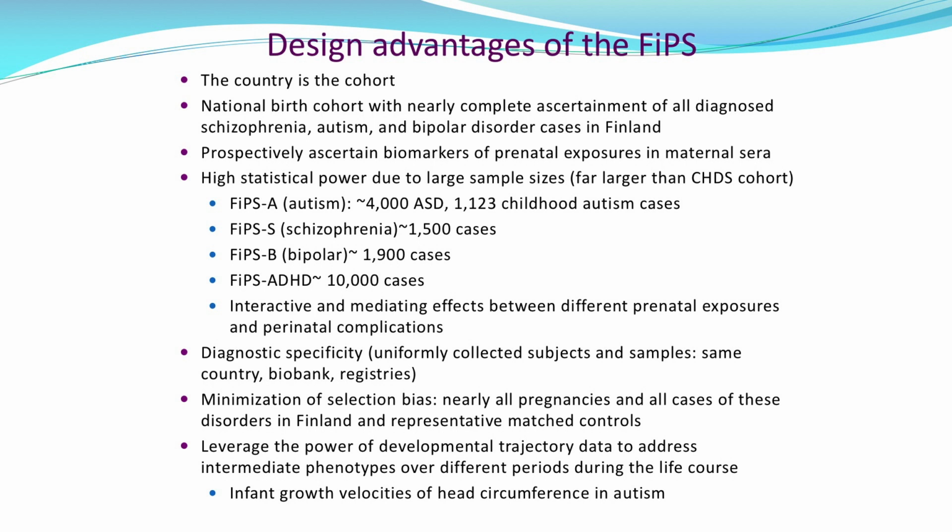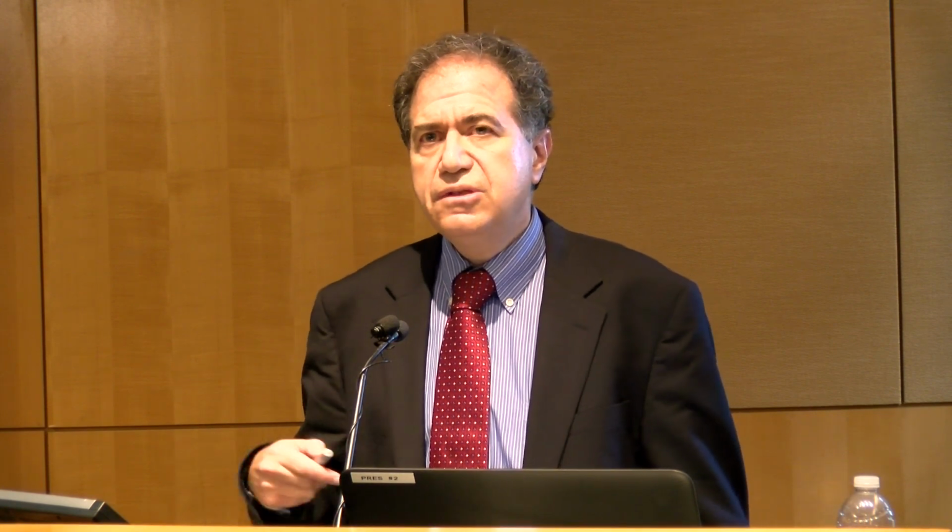We were able to minimize selection bias because the key was that we had nearly all the pregnancies in the country and nearly all the cases of these disorders in Finland and representative matched controls. So if you have nearly all the cases and nearly all the diagnoses, it's very hard to lose people selectively who have a certain diagnosis combined with a certain exposure. And that can cause significant problems with bias.